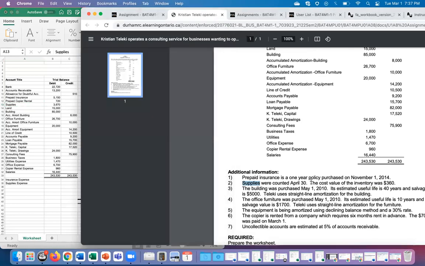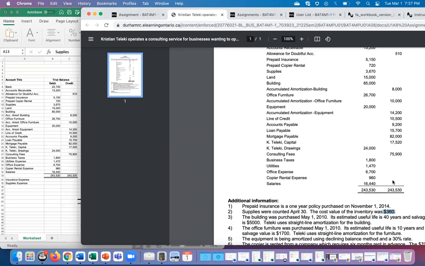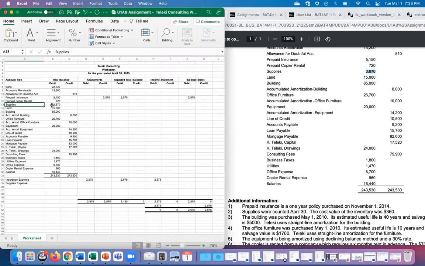Okay, next thing we need to focus on is the numbers. So there's $360 of supplies left in the closet. What we want to do is see how much we started with. So if we go up here and look at our list, we see that there's $3,670 of supplies that we started with. So it looks like we burned through quite a lot of supplies over this time period. Another place that you can find that number is here on the worksheet. The trial balance has that loaded in already. So $3,670 of supplies is what we started with.